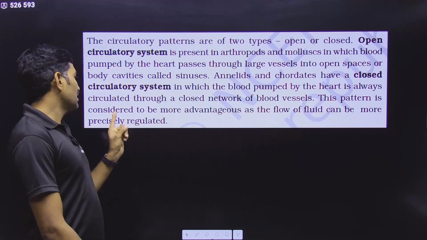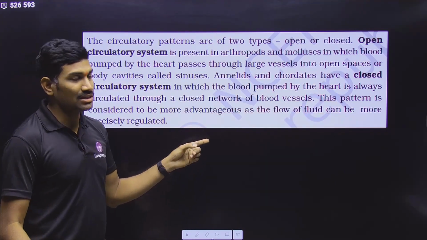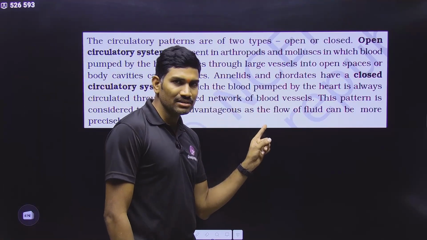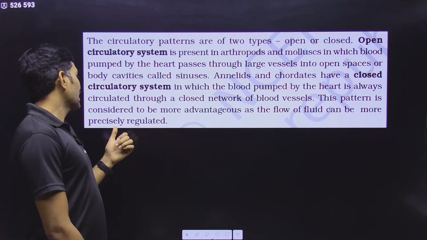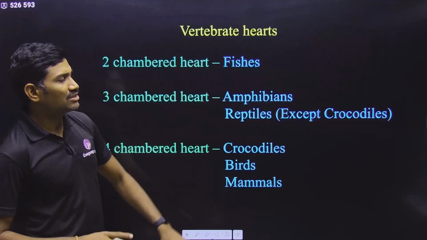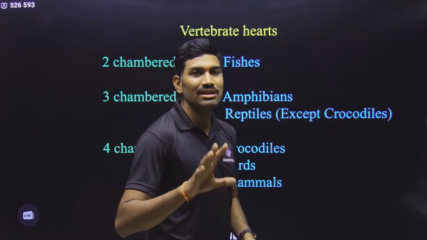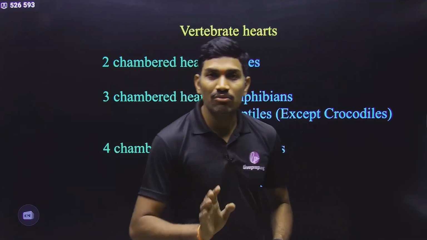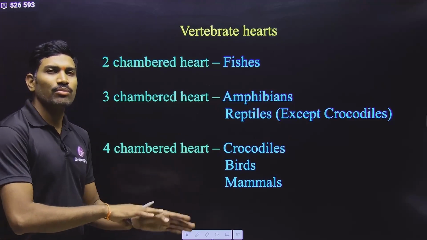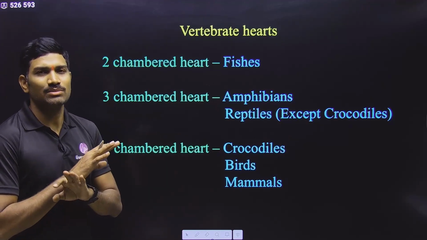And this pattern is considered to be more advantageous. That's why higher organisms are having closed circulatory system. What is the reason here? As the flow of fluid can be more precisely regulated. So regulated flow, pressure maintenance, all these things can be easily done within the closed circulatory system, but not in the open circulatory system. This is what they are saying here. Clear? With that, open and closed types of circulatory systems concept is completed.